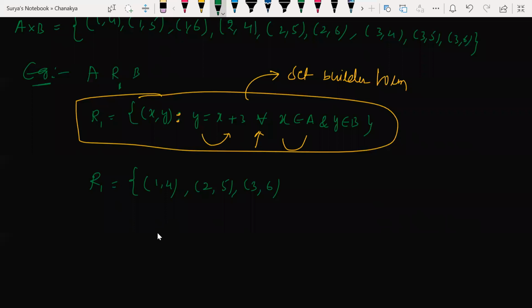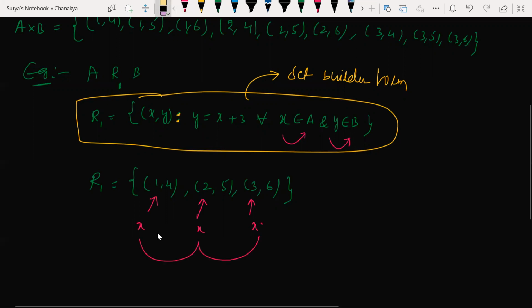This is the relation. It is going to form. Now, if you observe here, look at this. I said that for all X belongs to A and Y belongs to B. Now here, look at the X coordinates 1, 2, 3. Do they belong to set A or not? Check. 1, 2, 3. Yes, they do. Now Y coordinates 4, 5, 6. They belong to set B.